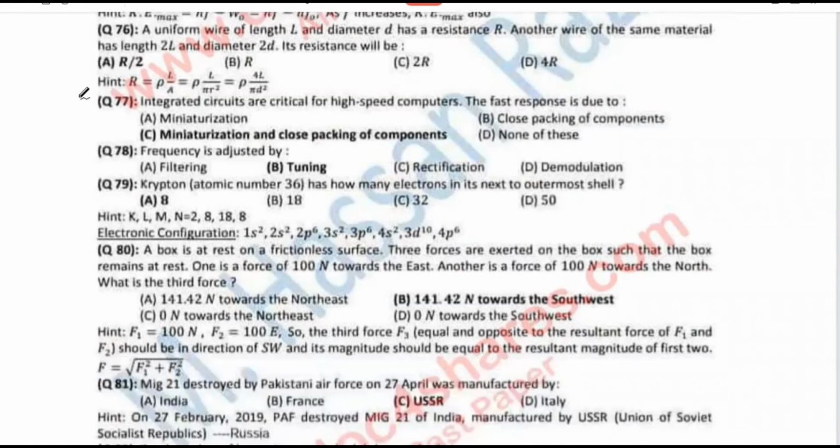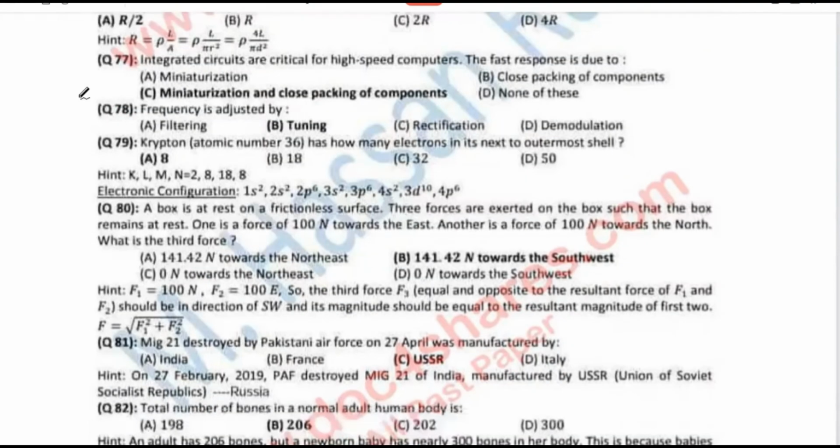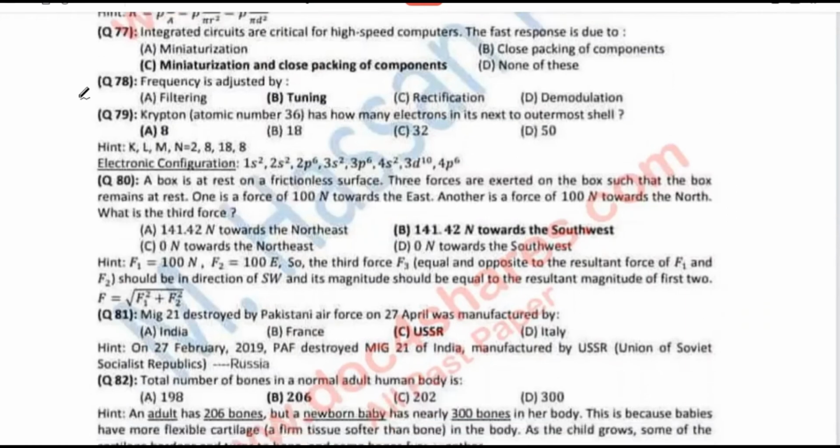And the next one is 80. A box is at rest on a frictionless surface. Three forces are exerted on the box such that the box remains at rest, and one is a force of 100 Newton towards the west, and another is a force of 100 Newton towards the north. What is the third force? So the answer is 1.42 Newton towards the southwest. So the next one is 81.